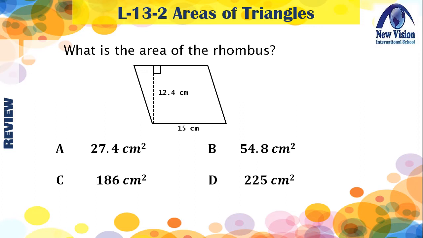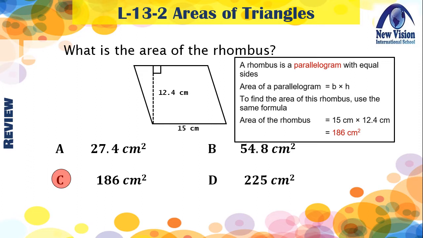What is your answer? Very good. 186 square centimeters. How did you get the answer? A rhombus is a parallelogram with equal sides. To find the area of this rhombus, use the same formula. So, the area of the rhombus equals 15 centimeters multiplied by 12.4 centimeters, which is equal to 186 square centimeters.